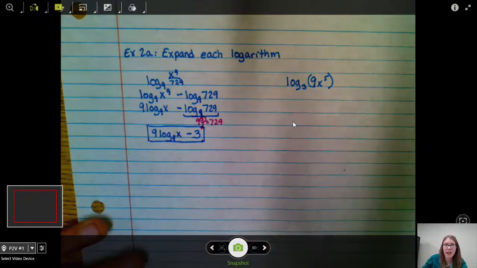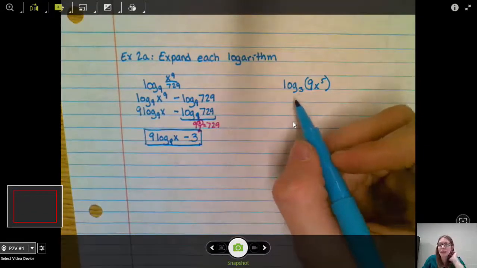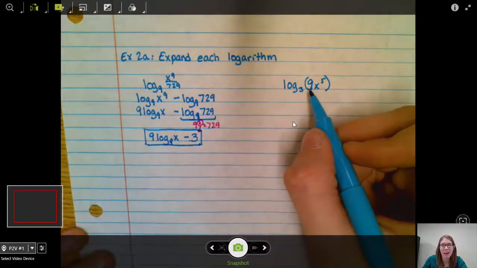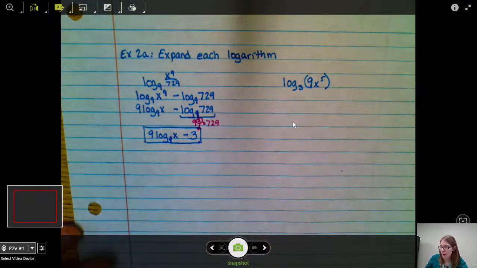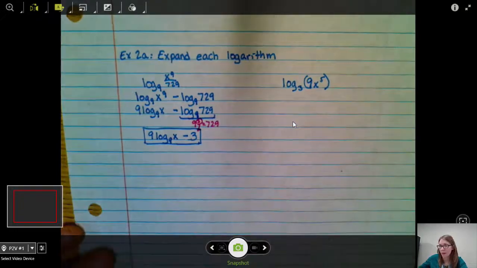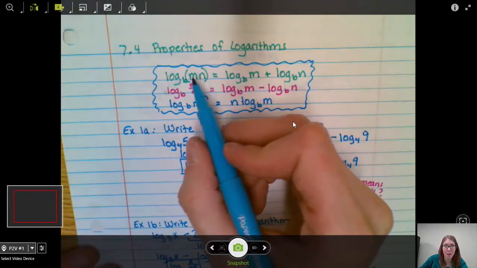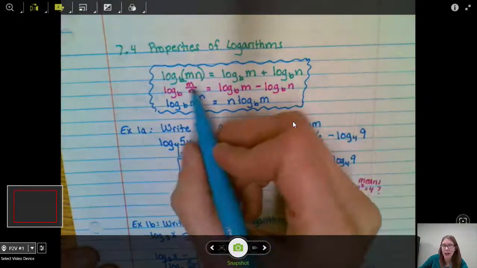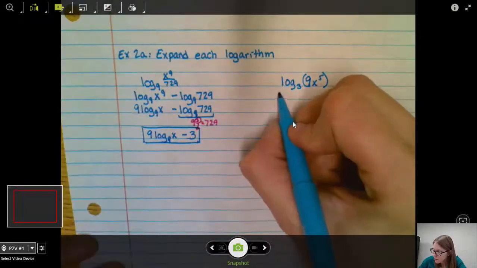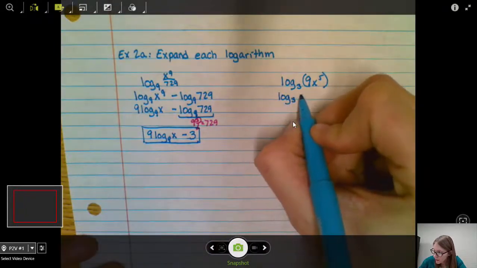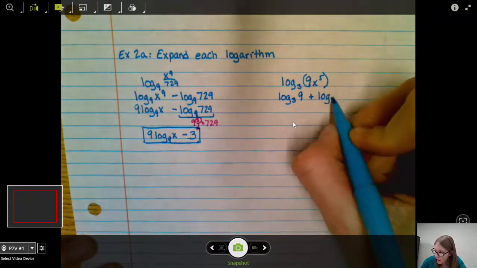The second piece in example 2a, I have the log base 3 of 9x to the 5th. Keep in mind that this is 9 times x to the 5th. So if I have a couple things multiplied together here, that looks like our top log property. We can split up into the individual logs added together. Log base 3 of 9 plus the log base 3 of x to the 5th.